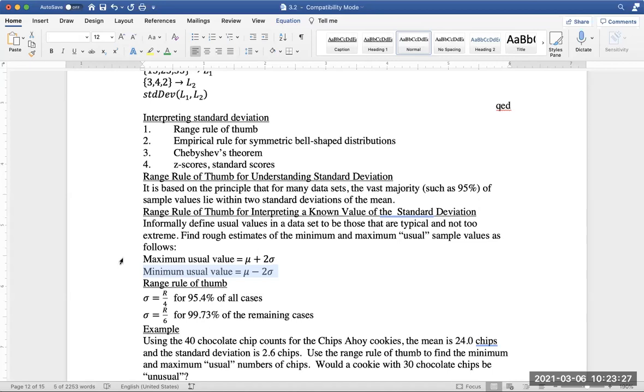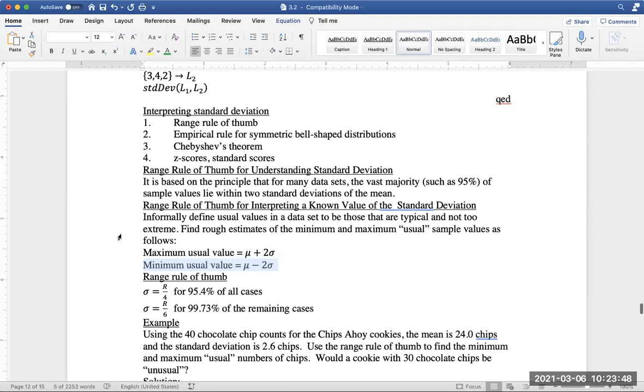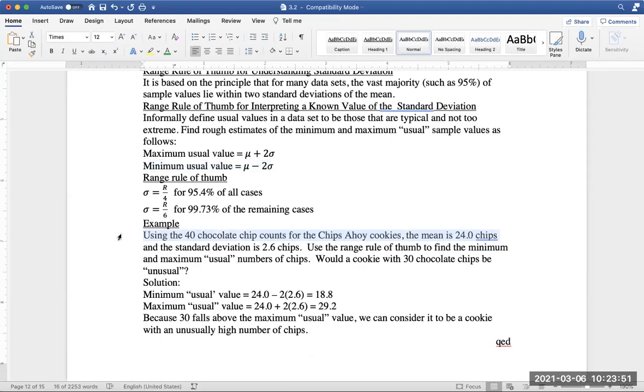So if you ask me what the maximum usual value is, that's easy: it is the mean plus 2 standard deviations. What's the minimum usual value? It's the mean minus 2 standard deviations. So let's do an example. Using the 40 chocolate chip counts for Chips Ahoy cookies, the mean is 24 chips, and the standard deviation is 2.6 chips.